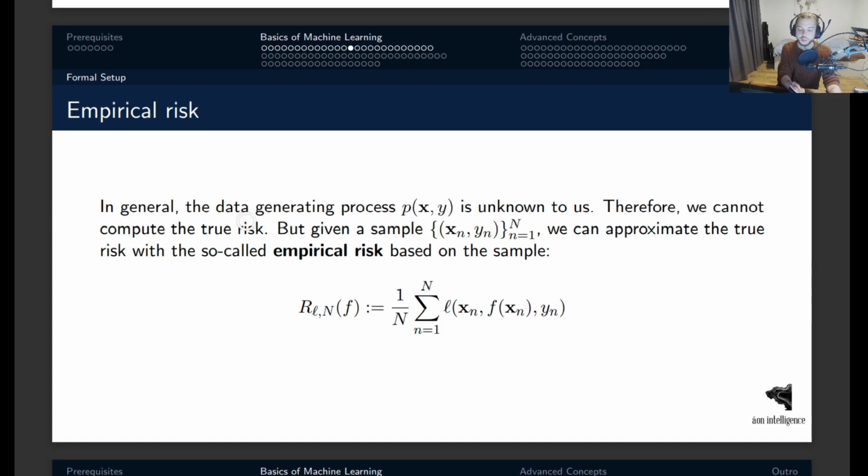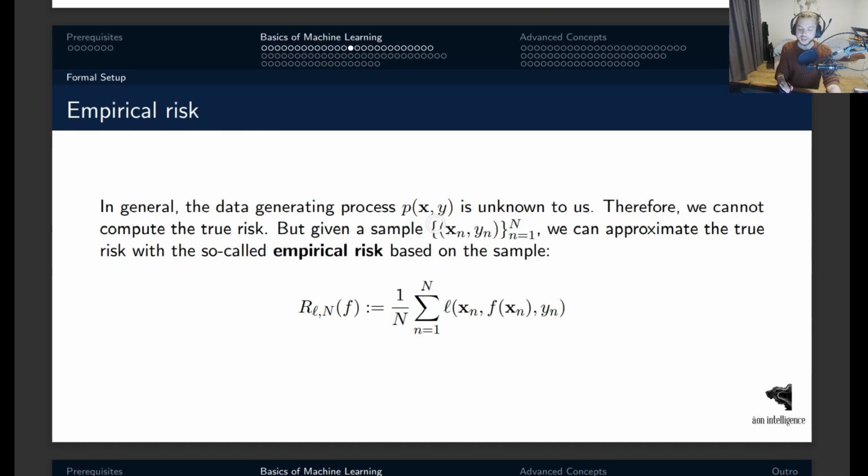So in general, we don't know the data generating process, PXY. This is the entire game of machine learning, that you don't know the joint density of your inputs and your outputs. Otherwise, you'd be done. And as a result of not knowing the precise structure of our data generating process, we cannot compute the true risk. So we've been talking about the true risk all the time now, but we can't even compute it.